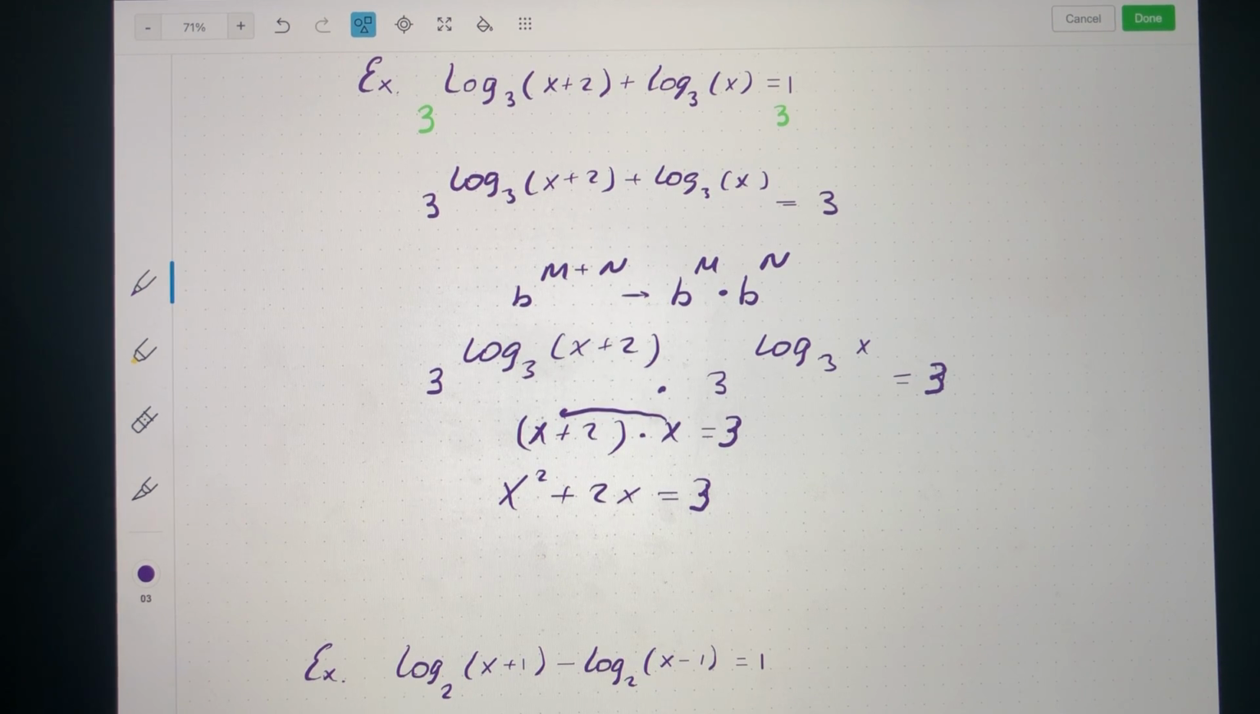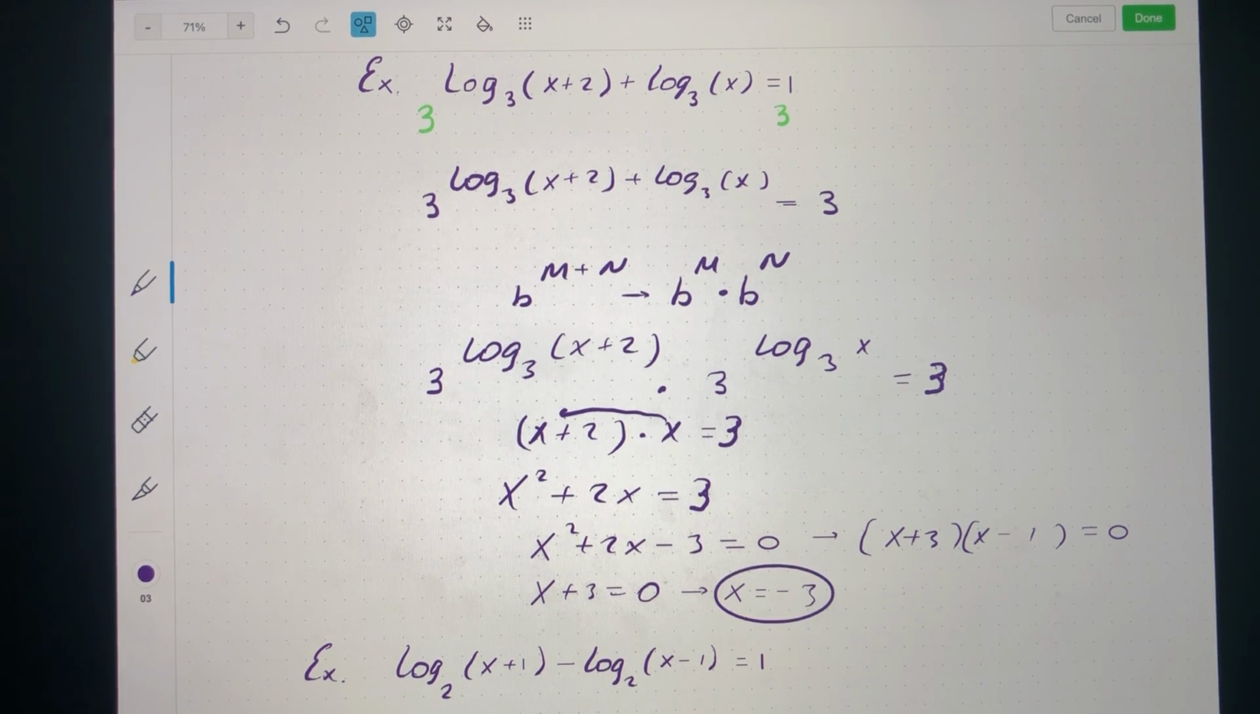Now, to get everything to one side, we subtract 3 from both sides. And then we can factor. Two numbers that multiply to negative 3 and add to positive 2 would be plus 3 and negative 1. Setting each one equal to 0, we have x plus 3 is 0, which means x is negative 3, that's one possibility. Or x minus 1 is 0, which means x is 1.